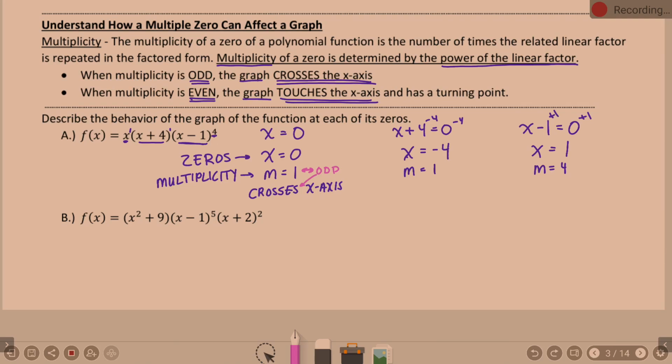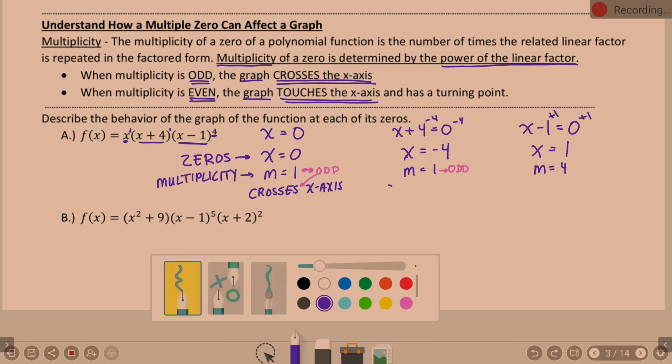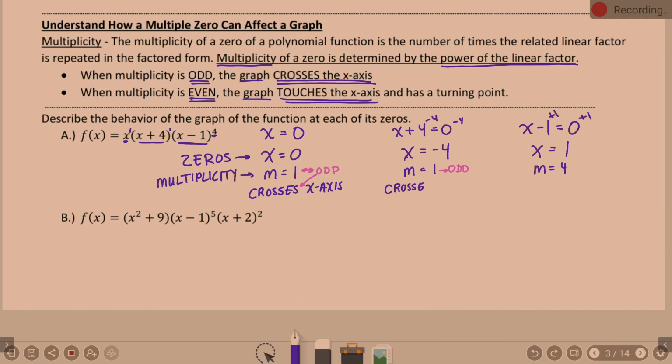What about the zero of x equals negative 4? It has a multiplicity of 1. What do we know about the number 1? It is also odd. And if it's odd, what's it going to tell my graph to do? It's going to tell the graph to cross the x-axis. And it's going to cross the x-axis at x equals negative 4.